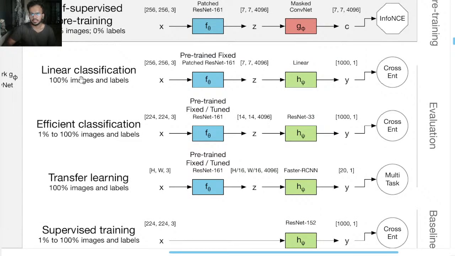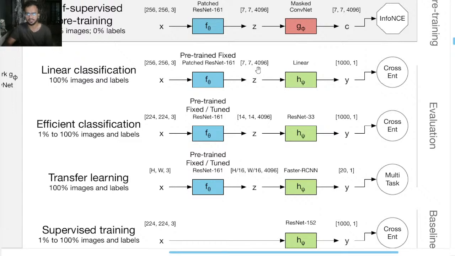So after the unsupervised pre-training has been done, how do we evaluate this? Linear classification: you have 100% of the images and labels. Your pre-trained network is fixed in this scenario, because they didn't want the representations of this self-supervised model to change a lot, to get a clear understanding of how good the representations are without changing them. So 100% of images and labels are there, you have the patched ResNet again, and the weights are frozen.